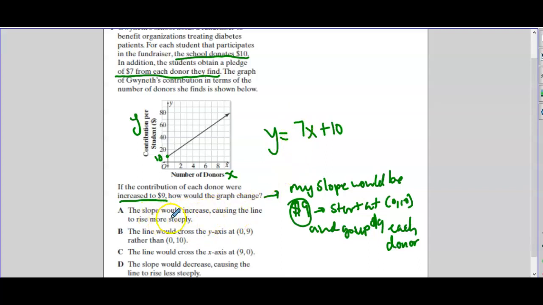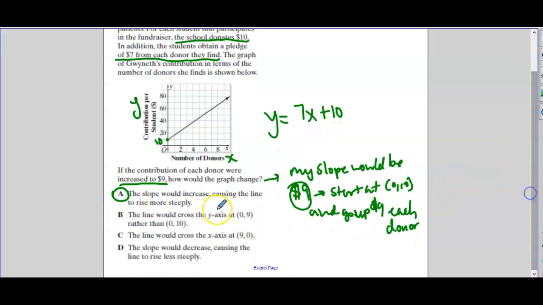So the slope of the line would increase, causing the line to rise more steeply. Yes, that fits here. If you think about this one, the line would cross the y-axis at (0, 9) rather than (0, 10). That's not the right answer because that's not what's changing here. The rate of change, or my slope, is what's changing. So the line would cross the x-axis at (9, 0).